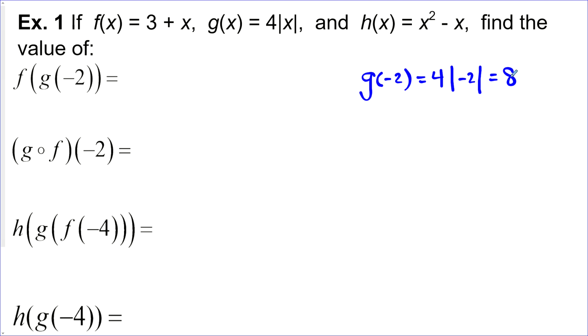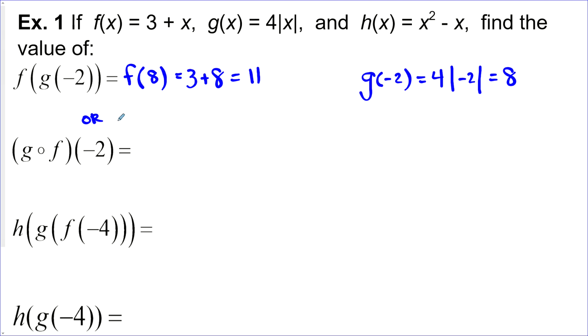And now I use this as my input for f of x. So f at 8, we look up here for f of x, and that's just 3 plus 8, which is 11. And so the value of this composite function here, f of g at -2, is 11. Now I didn't need to break it apart. If you find the equations are very long, you might want to break it apart into 2 just to make it clear, but you could do this question together.